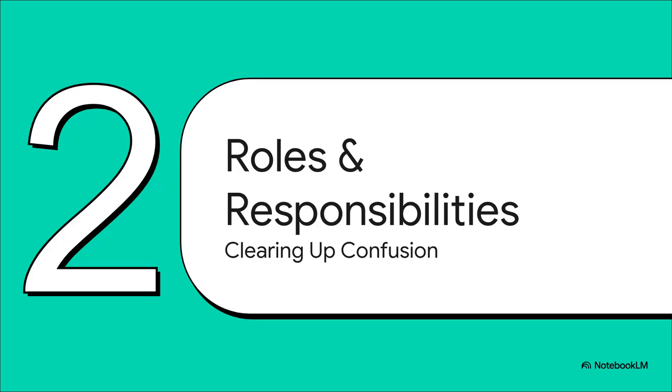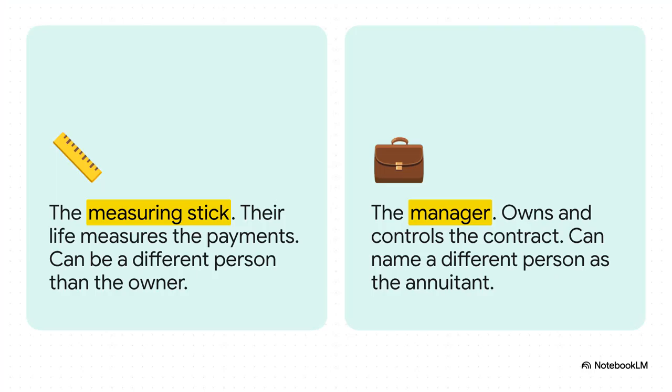Now, this is where it can get a little confusing. The annuitant sounds like the most important person in the deal, right? But are they actually the one in charge? Well, not necessarily. There's a really key difference between the annuitant and the person who actually owns the contract. Let's break this down. Think of the annuitant as the measuring stick. Their life sets the timeline for the payments. Simple enough. The contract owner, on the other hand, is the manager. They own the contract, they make the decisions, they fund it. Now, a lot of the time, they are the same person, but, and this is important, a contract owner can choose someone else, like a spouse or a child, to be the annuitant.